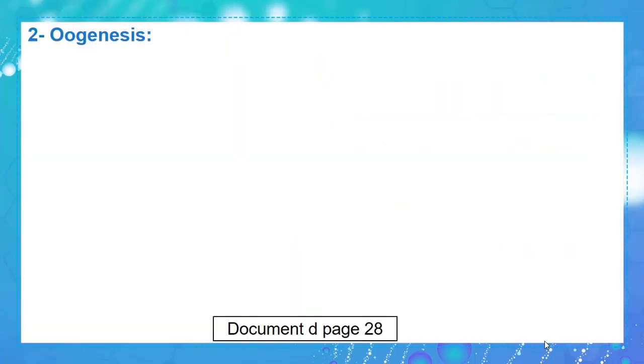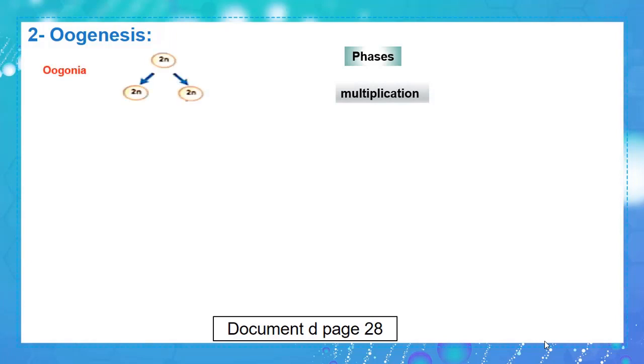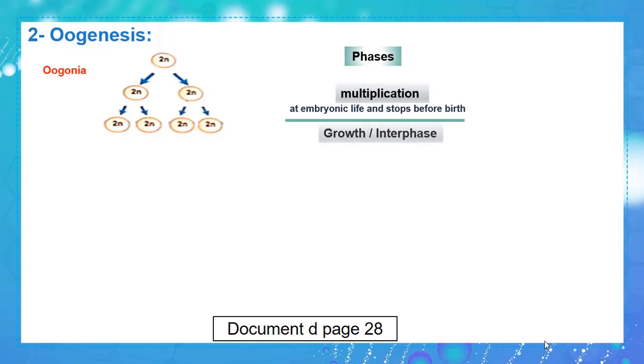Document D of your books shows the process of oogenesis that occurs in the ovary. Just like spermatogenesis, oogenesis occurs in 4 phases. During the multiplication phase, the mother germ cell called oogonium multiplies. But what is different in females is that this phase occurs during their embryonic life, which means that the oogonia multiply inside the ovary of the female's embryo.